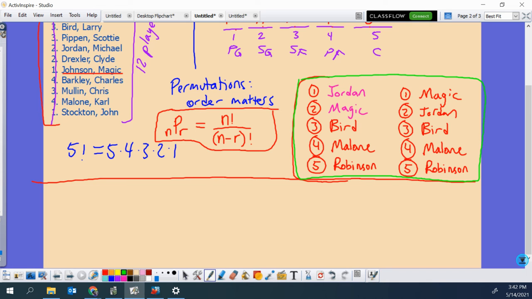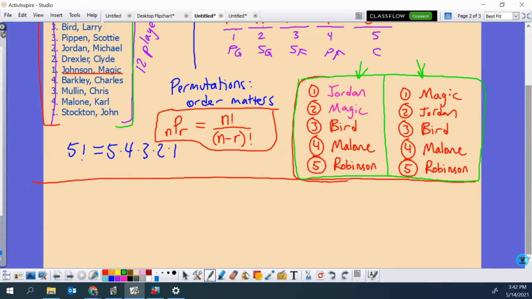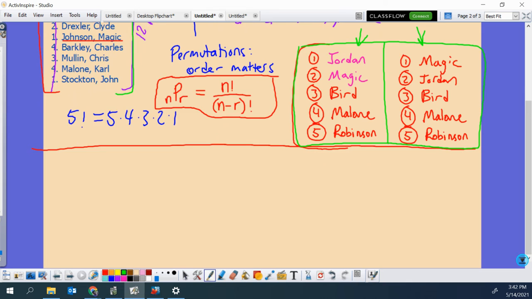So the easiest way to think about this is to say, for each lineup that we made here, for each group of 5 players, how many times did we count it? These are 2 different permutation lineups, but they're the same 5 players. They're the same combination. How many different permutations can I have with the same 5 players? So let's just focus on those 5 and answer that question.